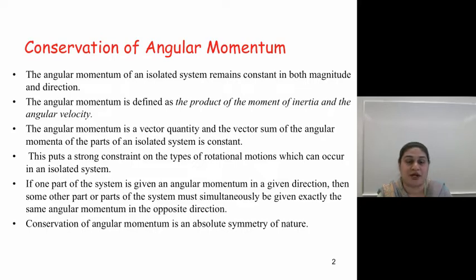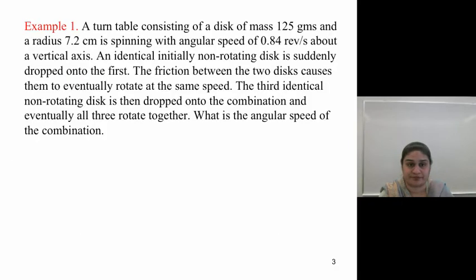This puts a strong constraint on the types of rotational motions which can occur in an isolated system. If one part of the system is given an angular momentum in a given direction, then some other part or parts of the system must simultaneously be given exactly the same angular momentum, but in the opposite direction. Conservation of angular momentum is an absolute symmetry of nature.